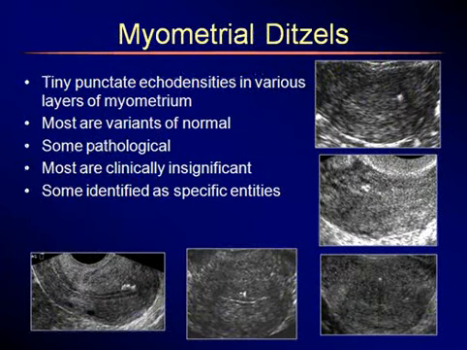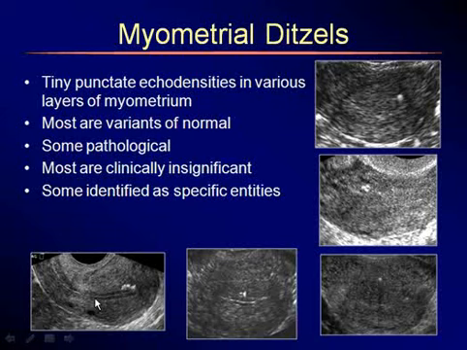We have little tiny so-called myometrial ditzels, the little tiny abnormalities in the myometrium, which really are clinically insignificant. Some of them have some pathologic significance, but you may see tiny punctate echodensities throughout the various layers of the myometrium. Most of the time we don't even know exactly what they come from. Sometimes we do think we know a specific cause for them, but here are some examples.